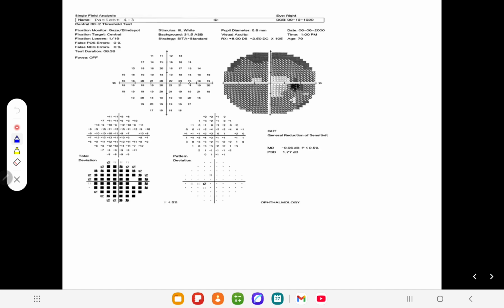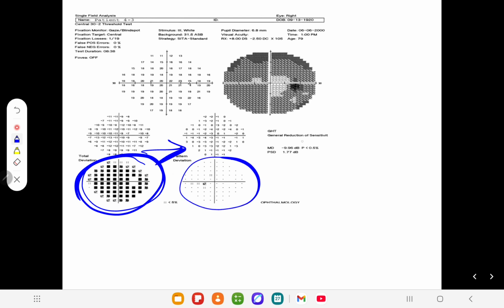So can you see in this picture? Because of the media opacity, you can see the total deviation probability plot. But whenever we shift to pattern deviation, isn't it normal? It's very good. Mean deviation has a problem, -9.6, but in pattern standard deviation there is no p value, meaning pattern standard deviation is good. Basically, the problem is in the total deviation. Whenever we correct it for the pattern, like the seventh point, we minus 7 points, then pattern standard deviation is okay. Then pattern deviation is okay, so everything is okay. So basically it is a generalized reduction of the height of the field of vision.